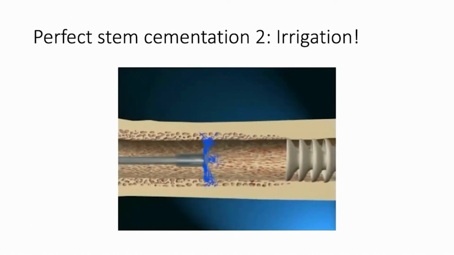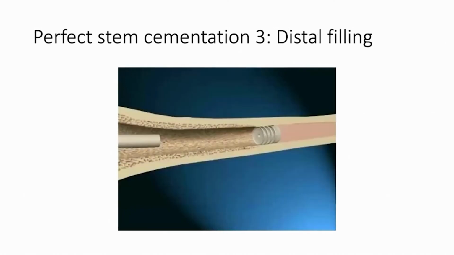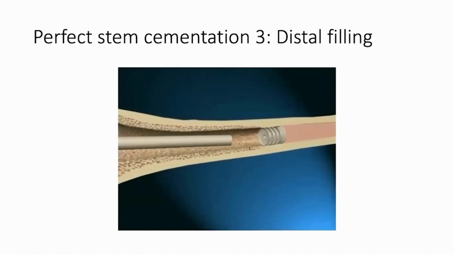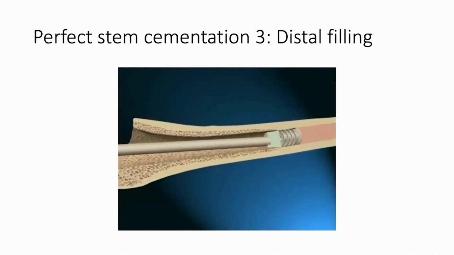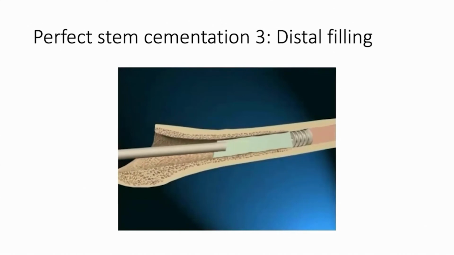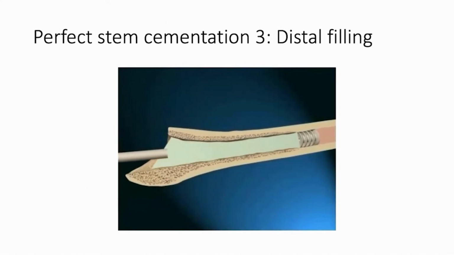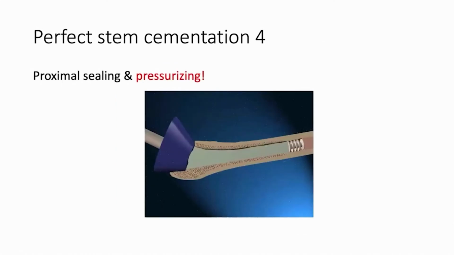So this is a very important step, the high pressure irrigation. After this, you perform distal filling of the femoral canal, which means you put your cementing device all the way down to the plastic plug or bone plug that you inserted previously, and you then fill the femoral canal in a retrograde fashion. The last step before putting the stem in is proximal sealing and pressurization, because you want to extrude the cement into the trabecular bone to get an optimal interlock of the cement with the surrounding bone.